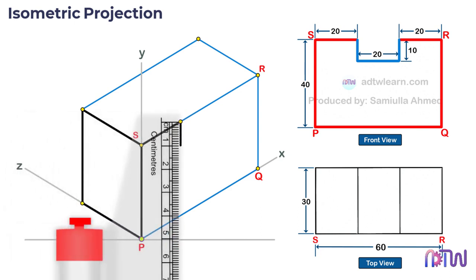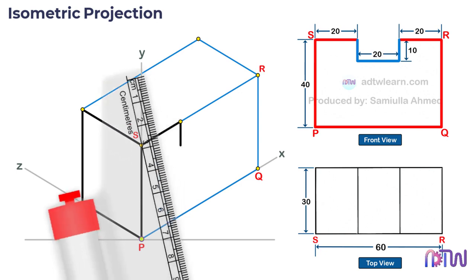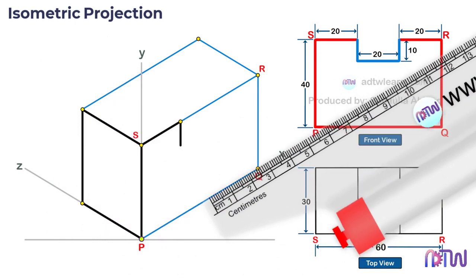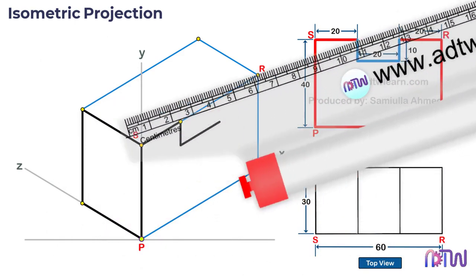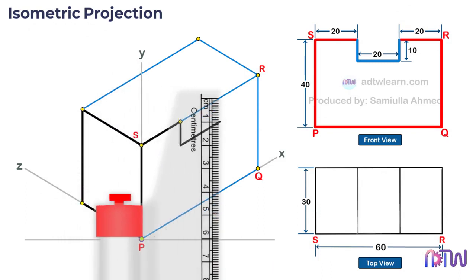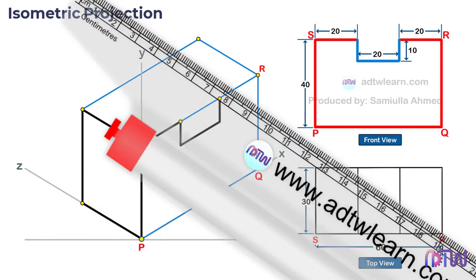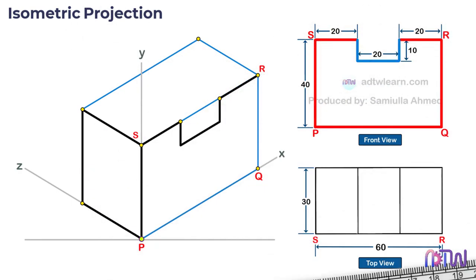As we can see, the width of this slot is 20 mm. Therefore, draw a 20 mm line which is parallel to the x-axis. After this, draw a 10 mm vertical line. And at the end, join these points with a line. This is the final front view on the XY plane.